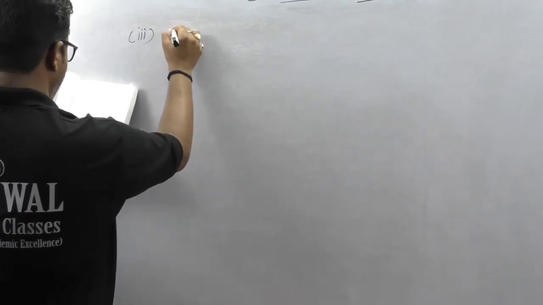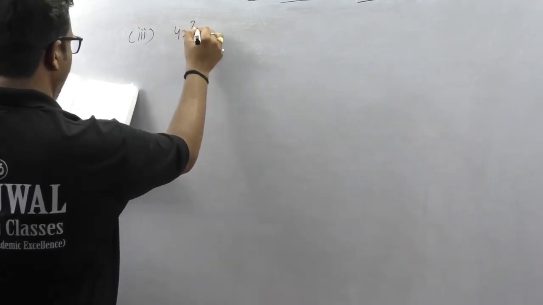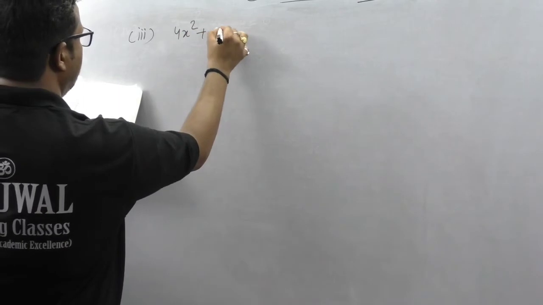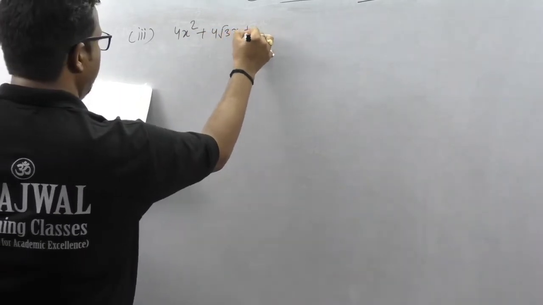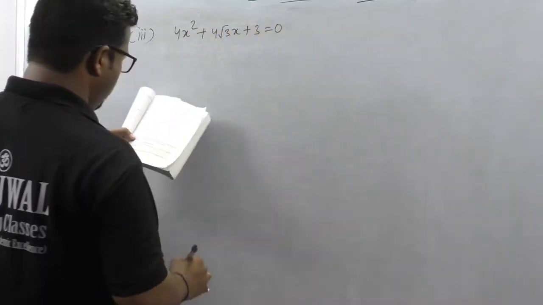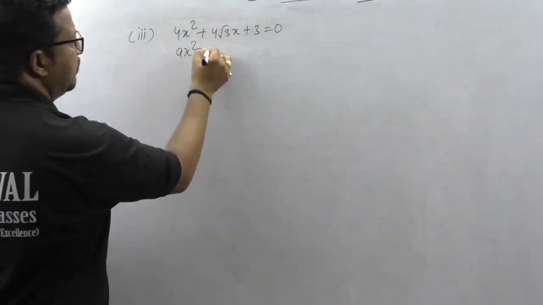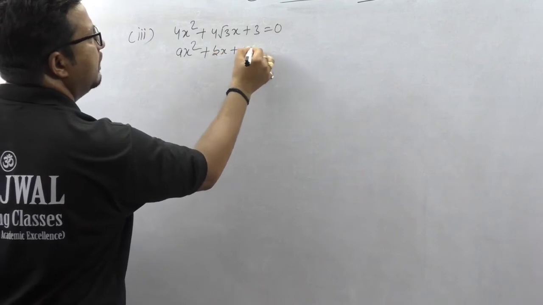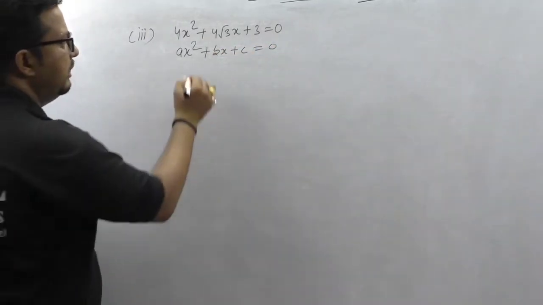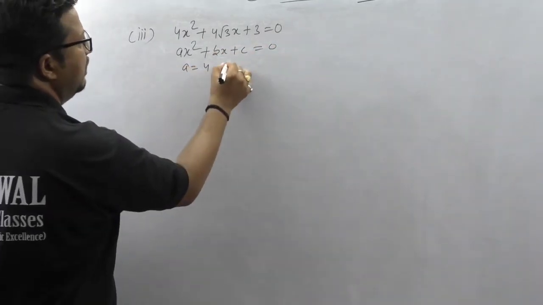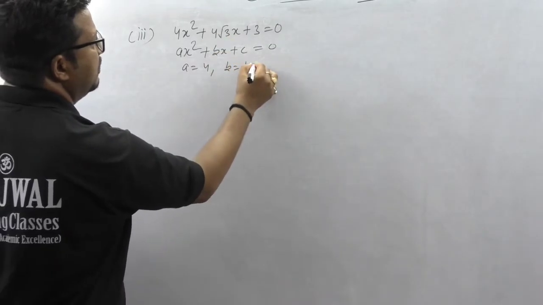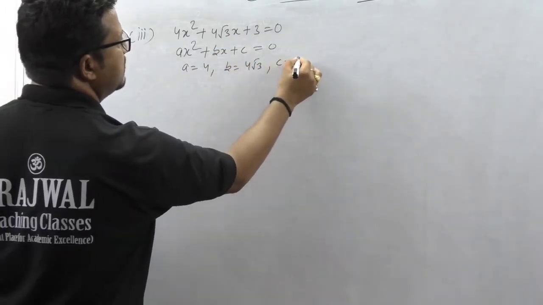Here the third equation is given to you: 4x square plus 4 root 3x plus 3 equal to 0. Now see how we do. Firstly we compare with the general equation, ax square plus bx plus c equal to 0. So here we got a equal to 4, b equal to 4 root 3, and c equal to 3.